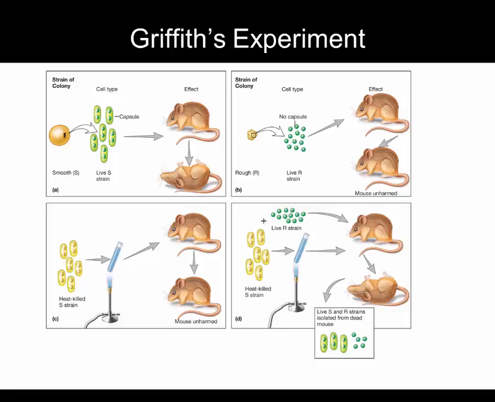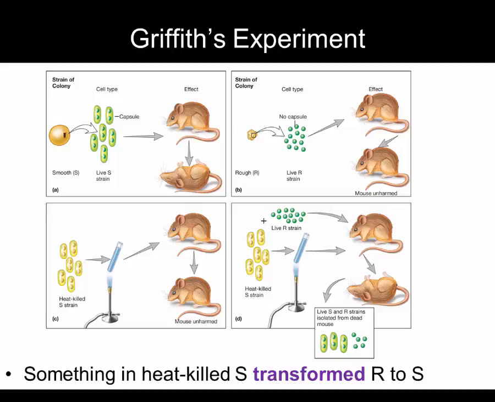But an odd thing happens when you combine live R strain and heat-killed S strain. Even though neither kills mice alone, the combination is lethal. And not only that, you can find live S strain bacteria in the mouse's blood. So the R strain wasn't just using the capsule from the dead S strain. The actual genetic information about how to form a capsule was transferred to the R strain. At the time, Griffith referred to something in the heat-killed S strain transforming the R strain to S. And we still use the word transformation to describe the introduction of new DNA to bacteria.